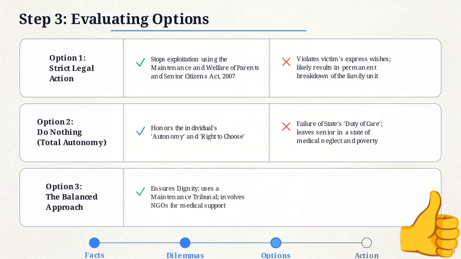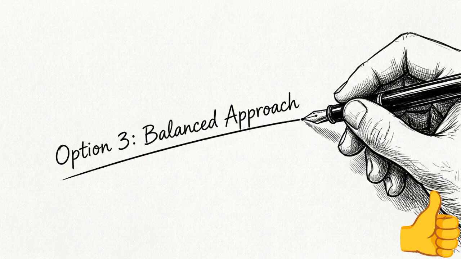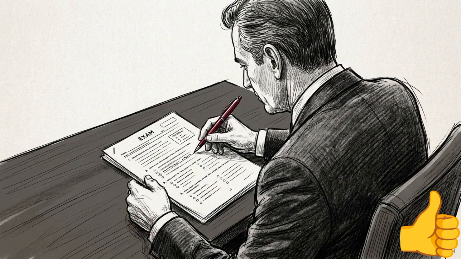Option 3 is the balanced approach. We provide counseling and tribunal support. This respects both his dignity and his wishes, though its results may take more time to realize. Write down option 3. This is the foundation for the final answer. Examiners grade your ability to remain objective and thoroughly interrogate the wrong choices before settling on a solution.